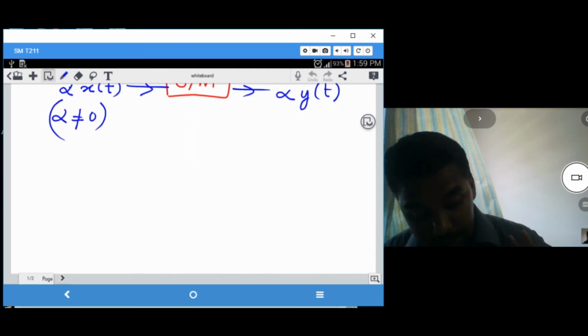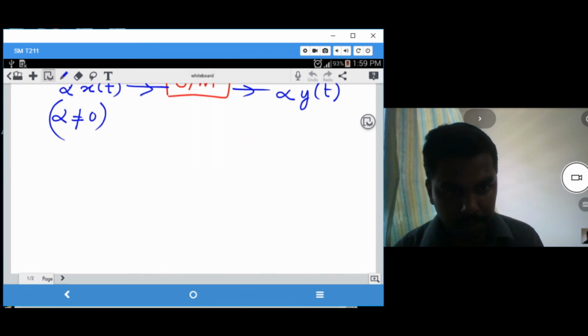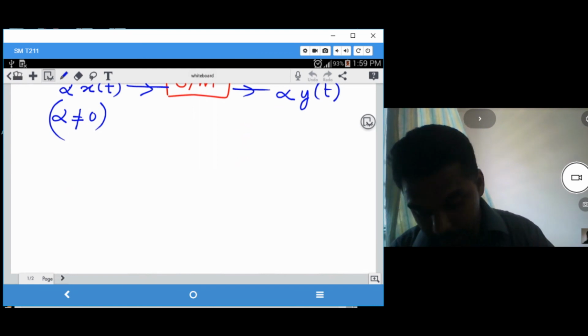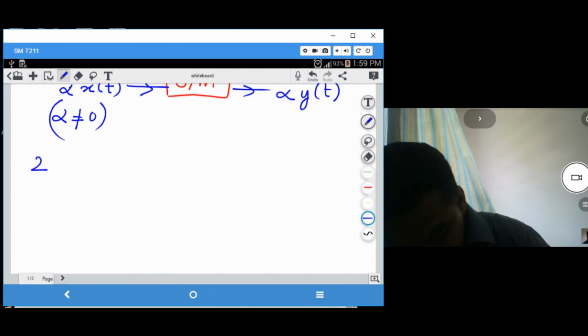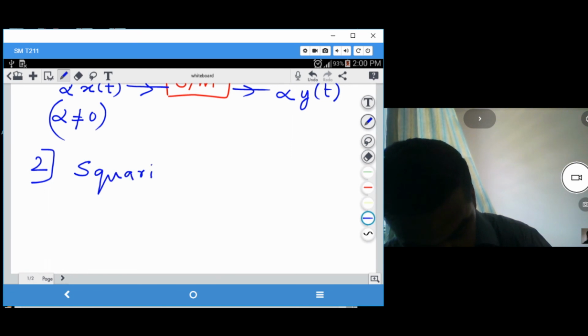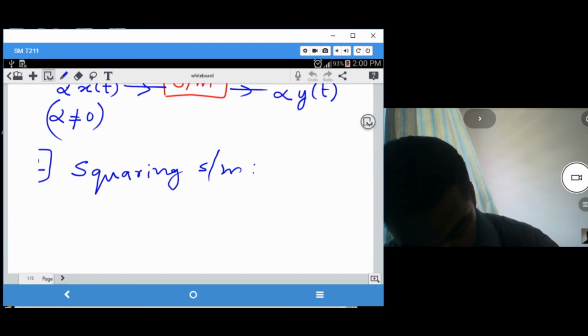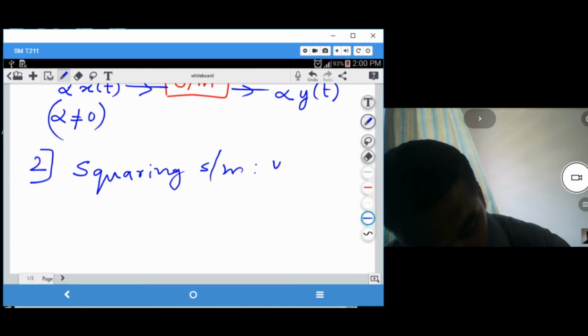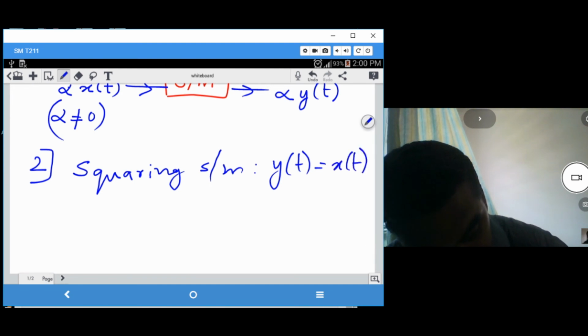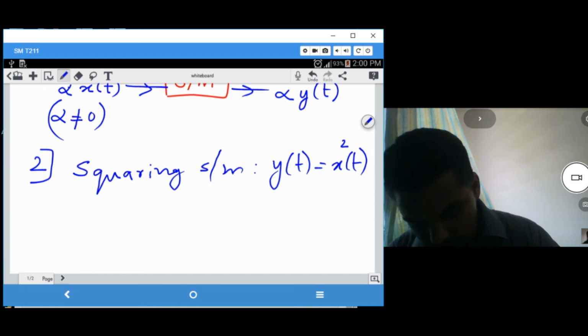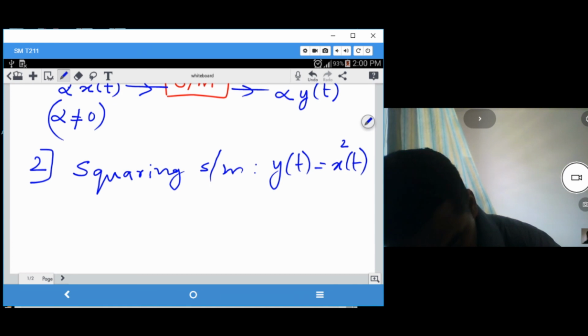Now let us take a negative example to understand this property more clearly. The second example that we consider is that of a squaring system. As the name suggests, the system can be represented as y of t is x of t square. Okay, so to check the linearity, we have to do the following.